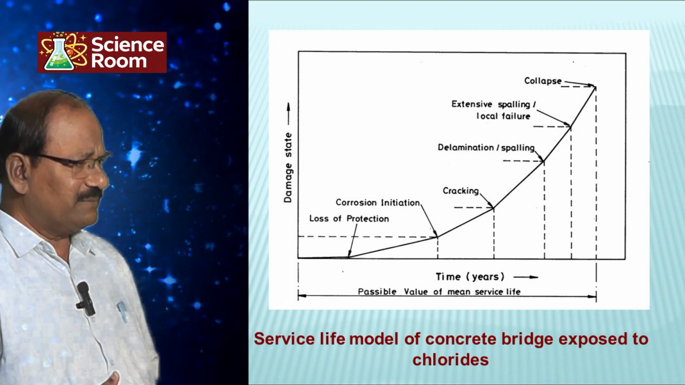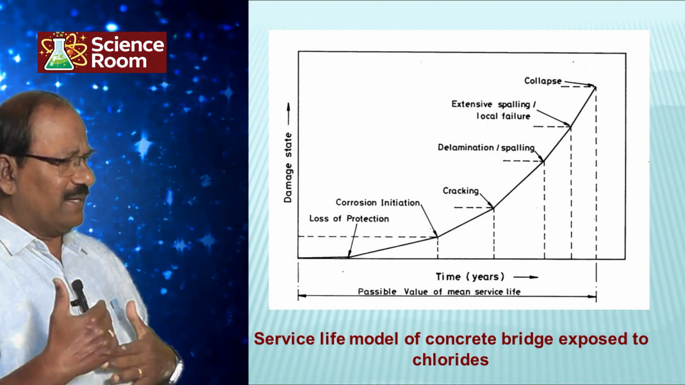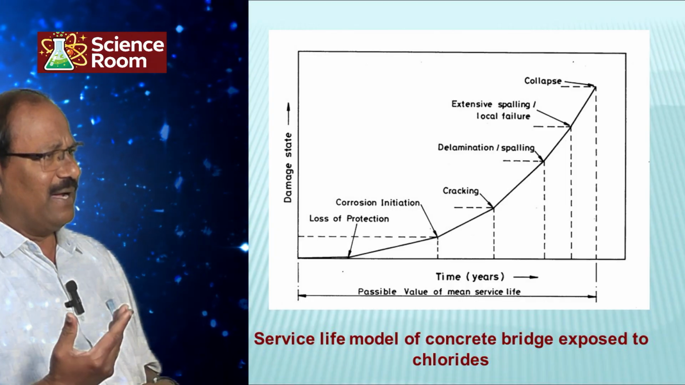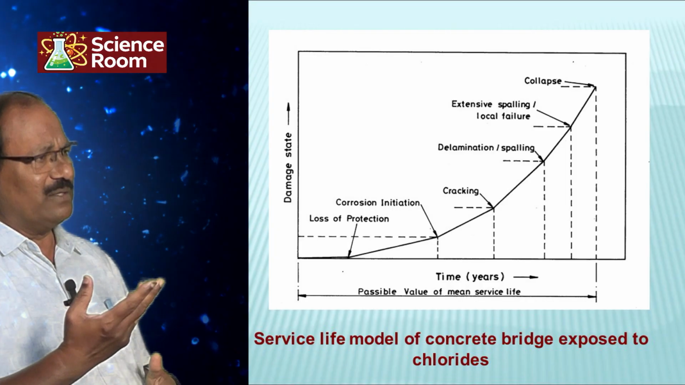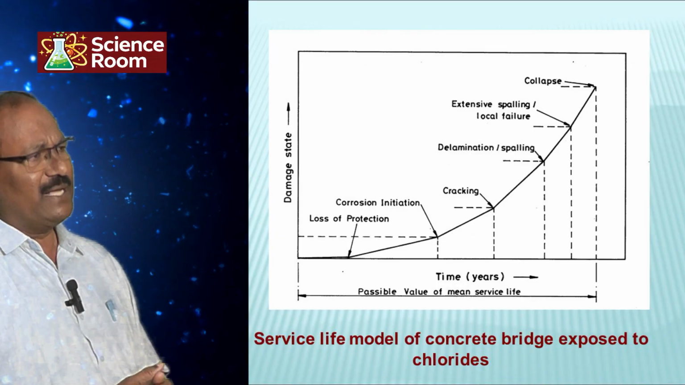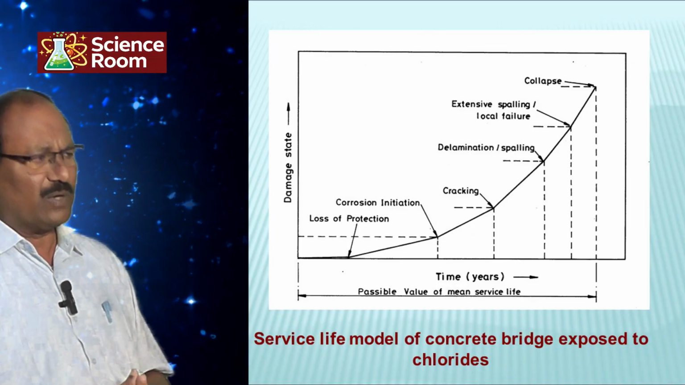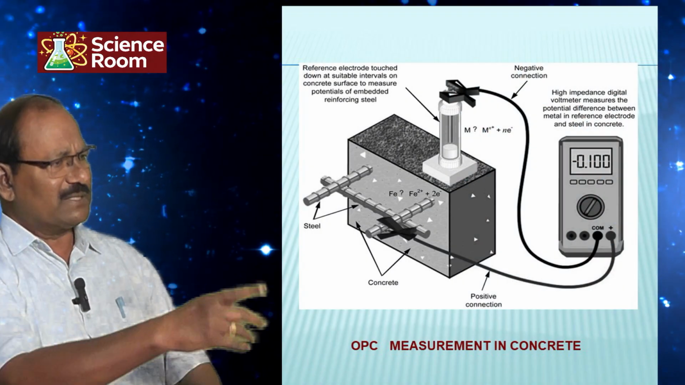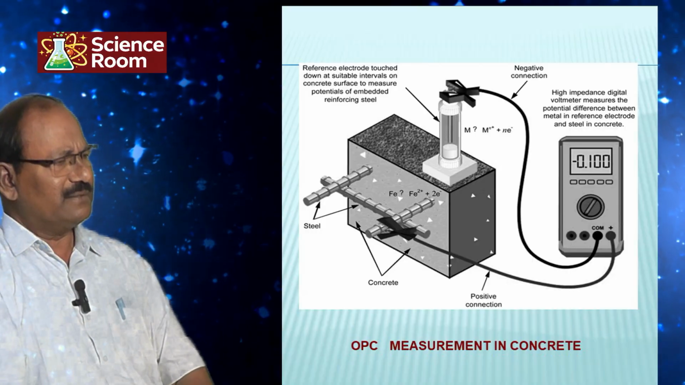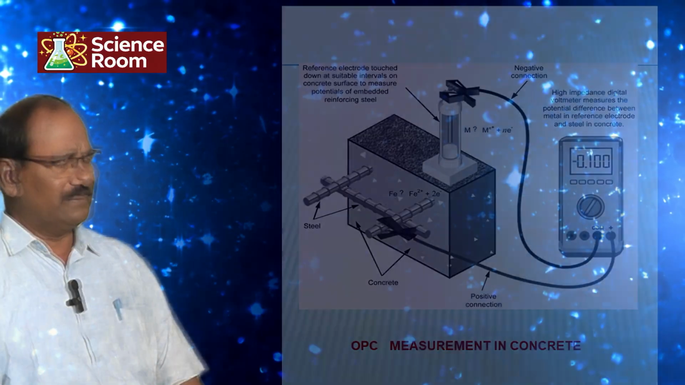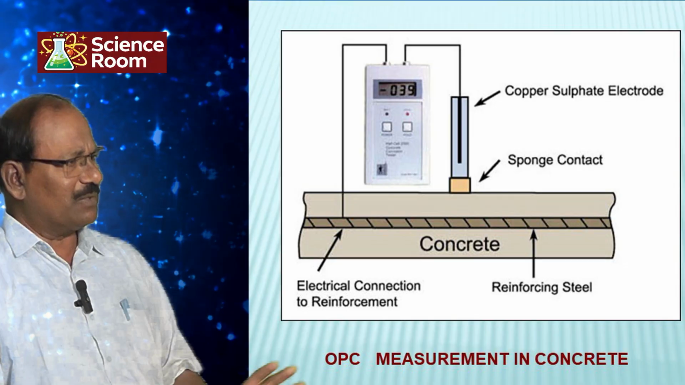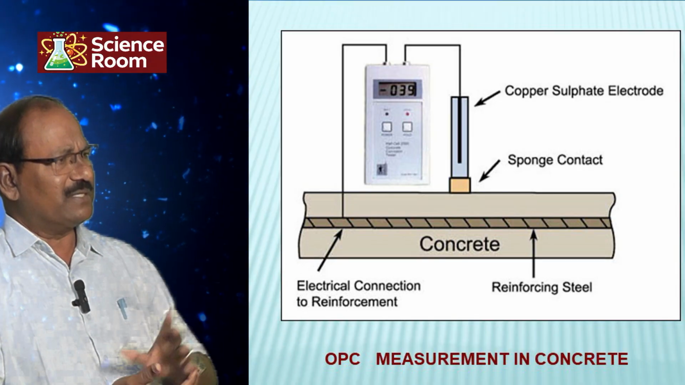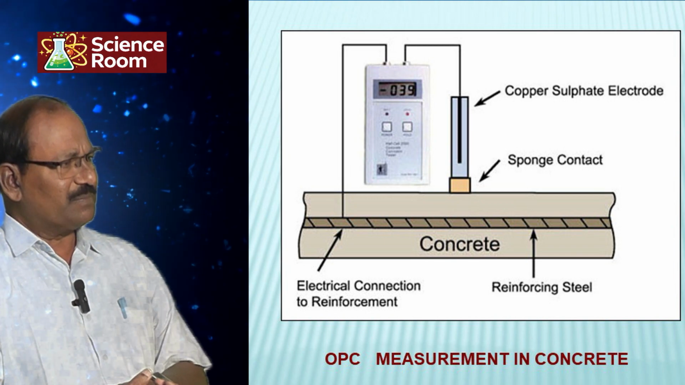Loss of protection means corrosion initiation; cracking, delamination or spalling, and extensive spalling take place at that point, and then it is a catastrophic failure, a collapse. The potential is measured in millivolts with this voltmeter. Again, this is also an open circuit potential measurement, and here they also use this sponge and a calomel electrode.